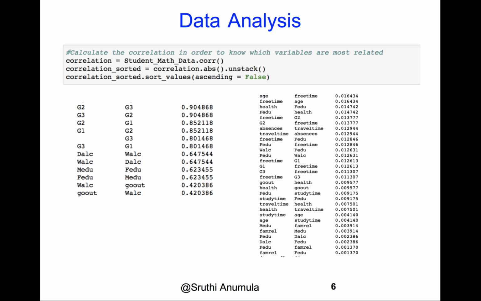To know regarding it, I went ahead and calculated the correlation. From the results, we noticed that all the three grades G1, G2 and G3 are strongly correlated. We also noticed that mother's education and father's education are having high correlation.